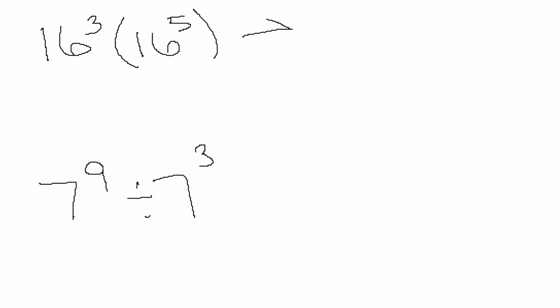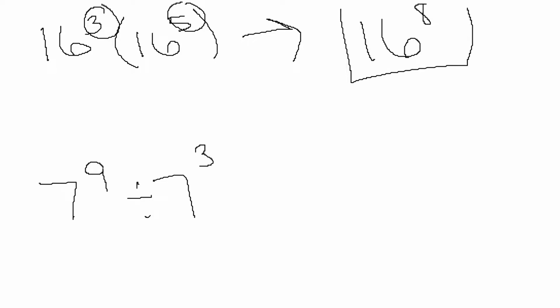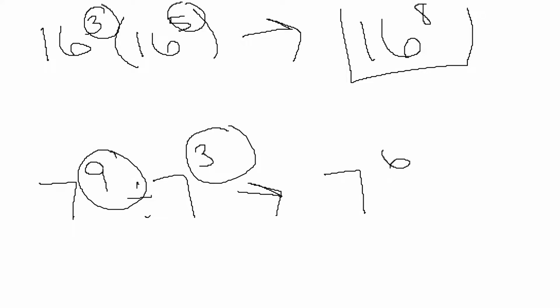So let's talk about this first one. Remember, multiplying means we add exponents. 3 plus 5 is 8. So this is going to be 16 to the 8th power. And again, we're only being told to simplify, so we stop right there. On the second one, if we are dividing, we subtract. 9 minus 3 is 6. And because we're simplifying, we can leave it right there.